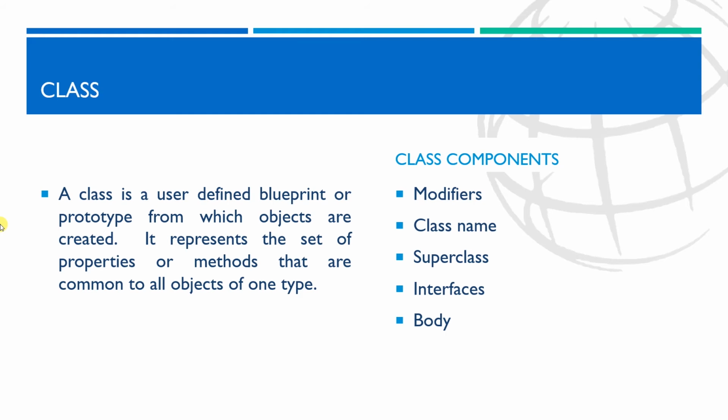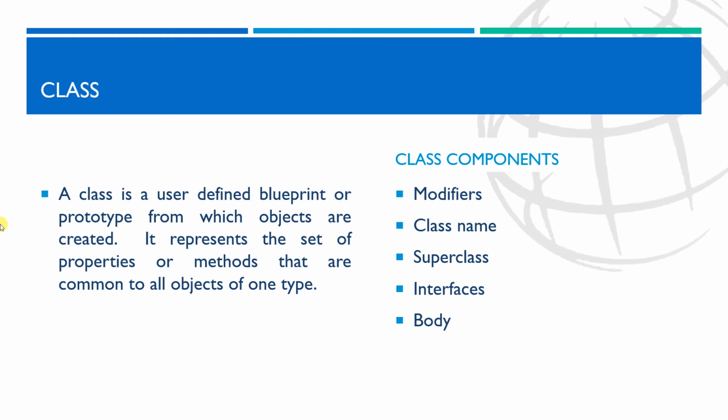When defining a class, it is recommended to use a singular noun to identify it. For example, card, teacher, check, etc. A class then is a user-defined blueprint or prototype from which objects are created. It represents a set of properties or methods that are common to all objects of one type. In general, a class declaration can include these common components in order.